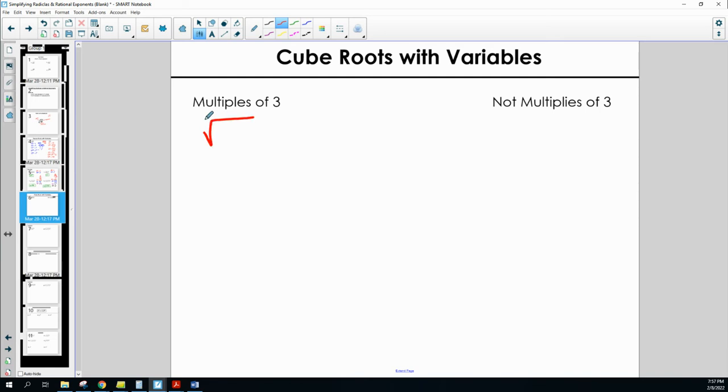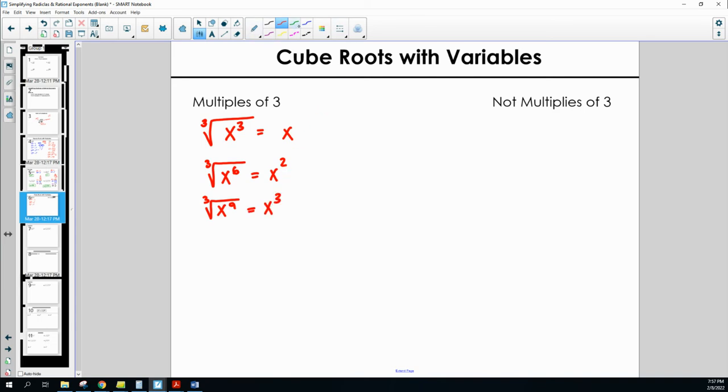So if I have the cubed root, now notice I'm making a little 3 as my index. I have to make sure I write that in. Cubed root of x cubed, that's going to be x. If I have the cubed root of x to the 6th, that's going to be x squared. Cubed root of x to the 9th is going to be x cubed.